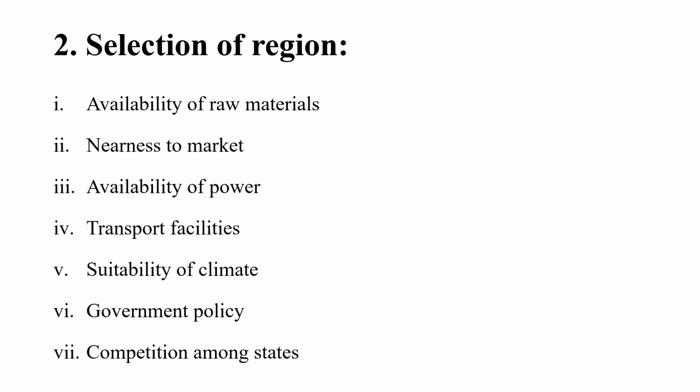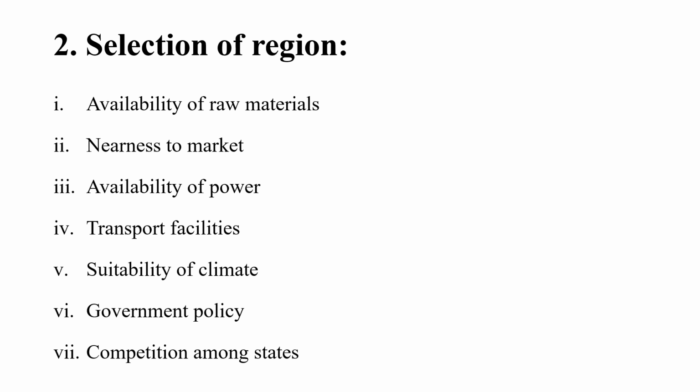What are the sources of power? Coal, electricity, oil, and natural gas. If we have the iron and steel industry, then coal is necessary. For every industry, some source of power will be required. According to that, we have to check that the location has the availability of power.